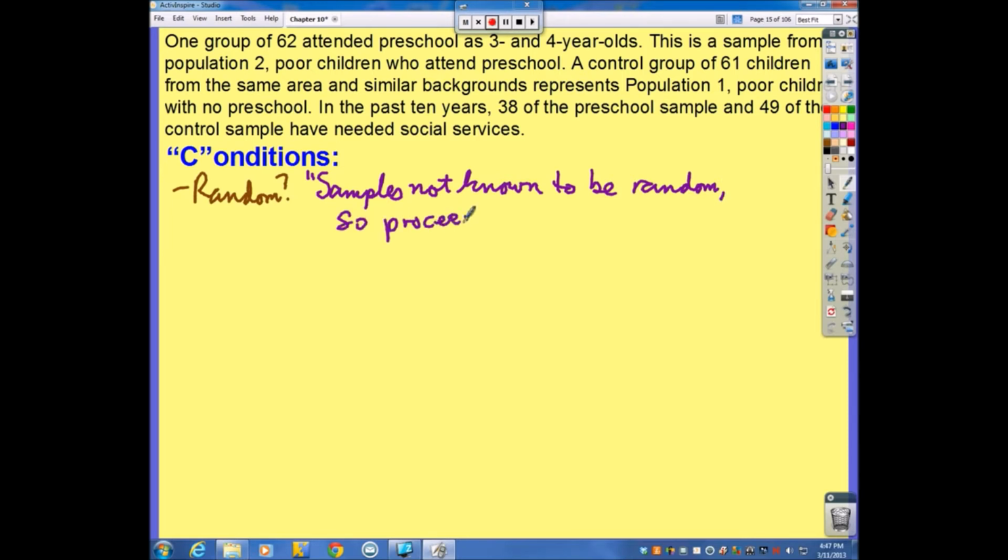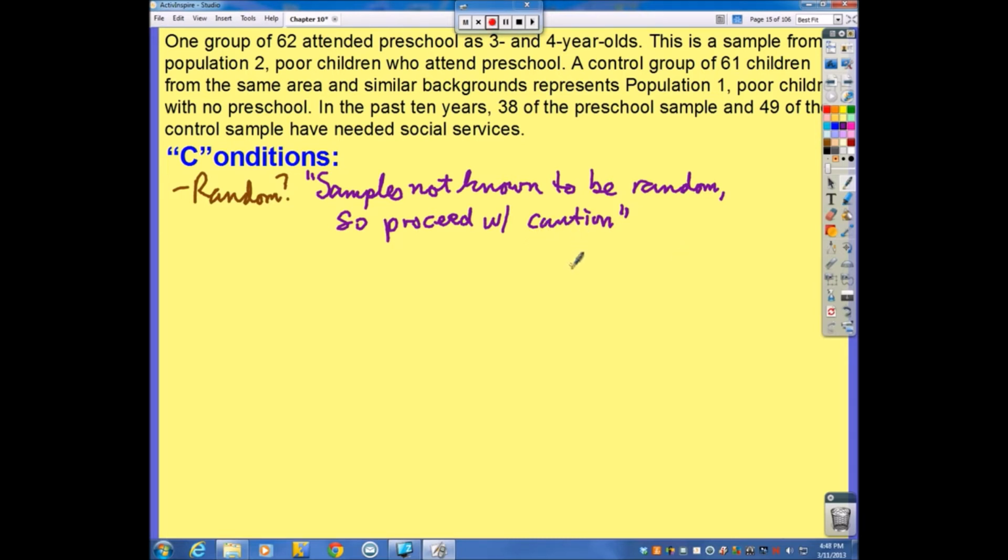So proceed with caution. Now, these samples weren't selected from a voluntary response. It's not like these 62 kids volunteered to go to preschool and these 61 kids said, hey, not go to school, sign me up. That sounds like a great time. I want to watch more SpongeBob. So we can still go ahead and do the problem.